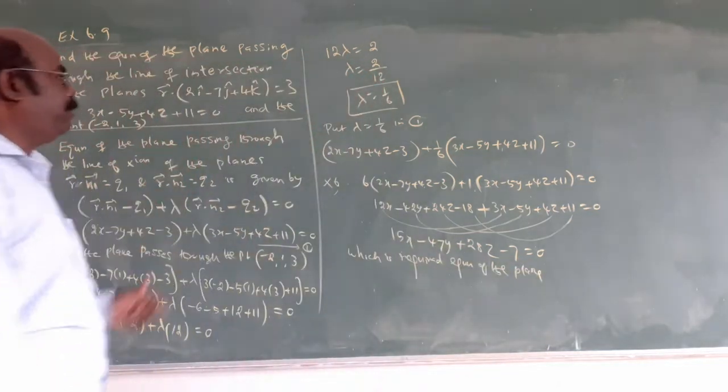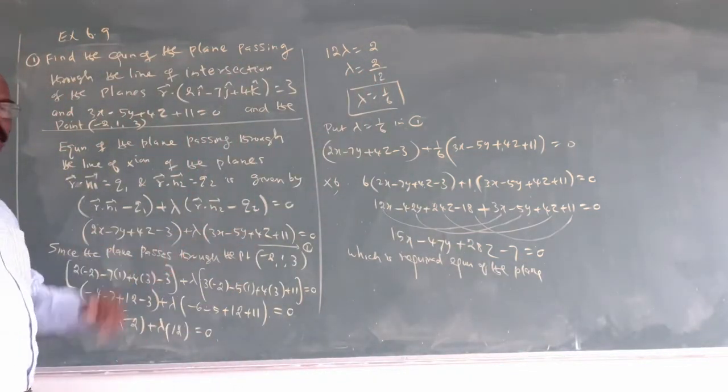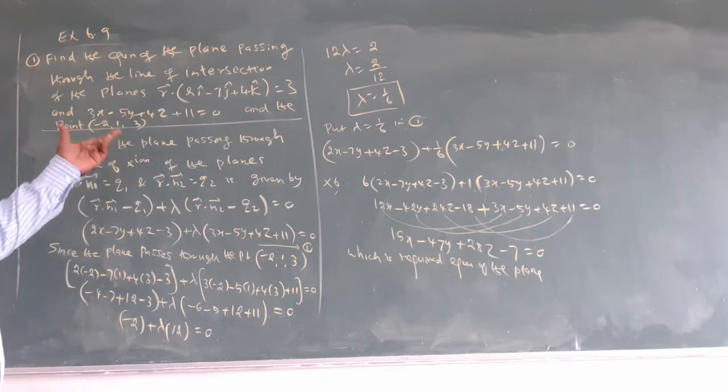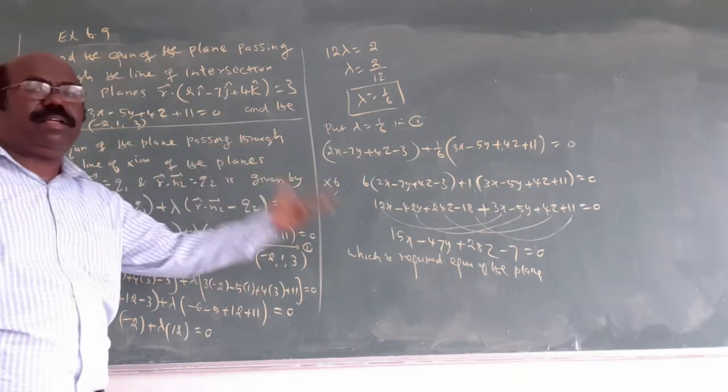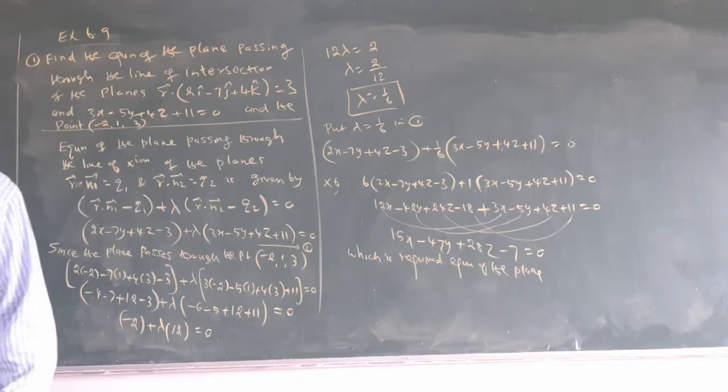Two planes are given. You want to combine them together with plus lambda. To find lambda, substitute the point. Once you get the lambda value, you get the answer. Simple concept only. This question is solved.